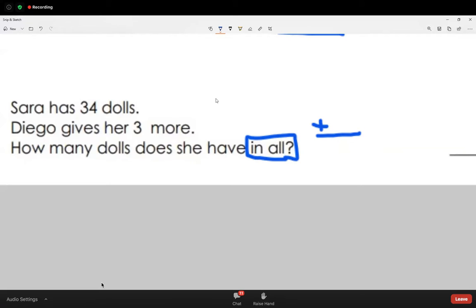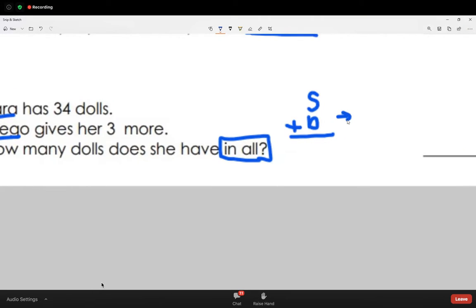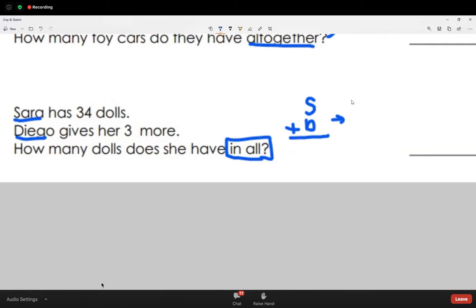Everything. Or two numbers. So what are we adding? We're adding Sarah and Diego's dolls, right? So it's Sarah. Has 34. What are we adding? Well, the first step is to write what we're doing without the numbers. So first it's Sarah plus Diego. Then after that, Sarah has, how many were you saying? 34. Yeah, so Sarah has 34. And then how many does Diego have? 3.